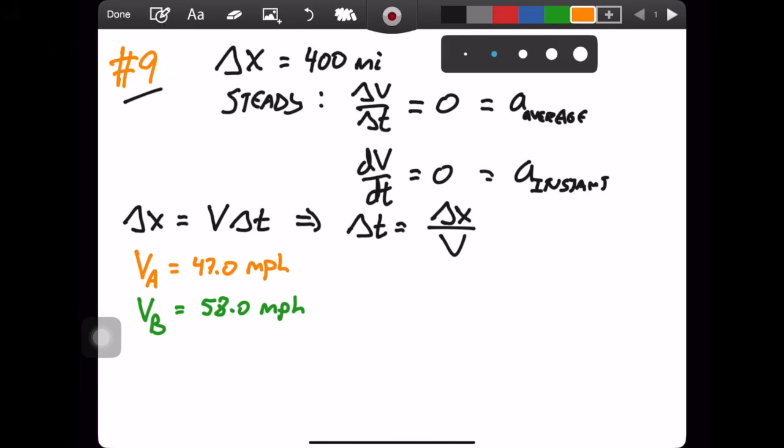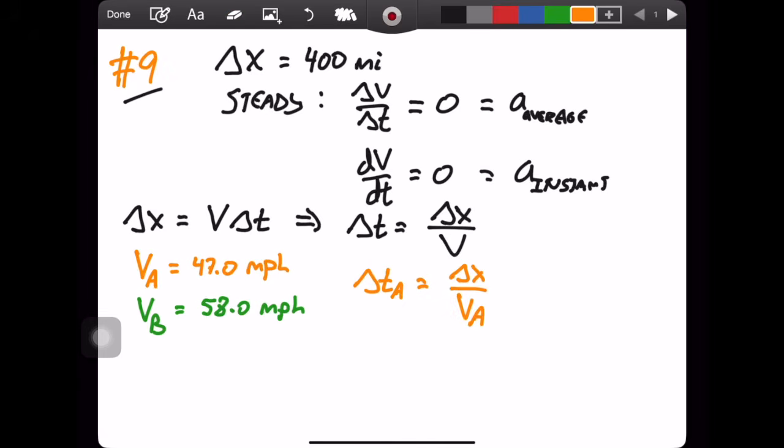And so I can write this for both Alan, so that's delta t Alan is equal to delta x. And the delta x, remember, is the same in both cases. It's 400 miles. It's the same start point, Los Angeles, the same finish point, San Francisco. I can say delta x divided by V Alan. And similarly, the trip time for Beth is equal to delta x again divided by V Beth.